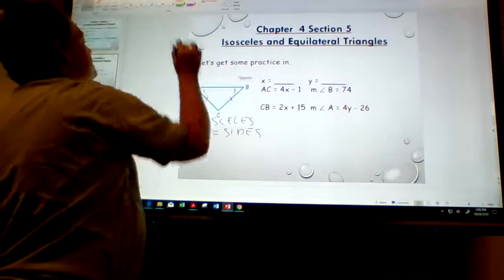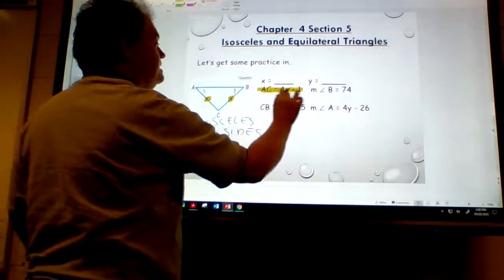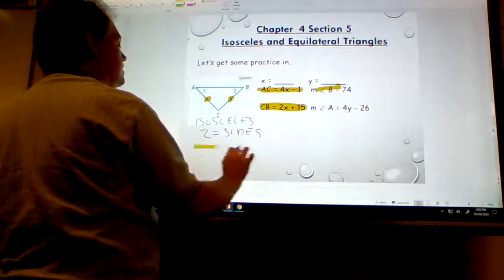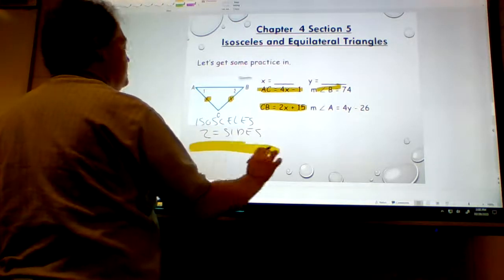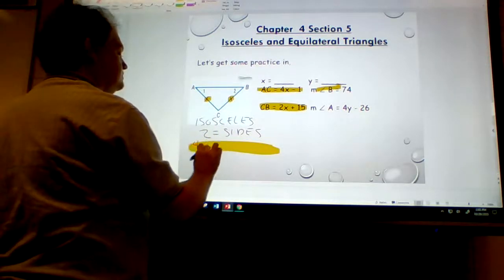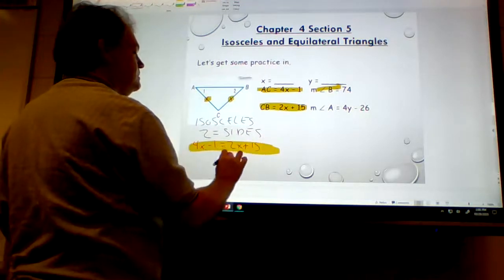Okay, so we know that these 2 sides are congruent, which means that AC and, excuse me, I highlighted the wrong thing, CB are going to be congruent to one another. So I'm going to write that. I'm going to state that 4x minus 1 equals 2x plus 15.